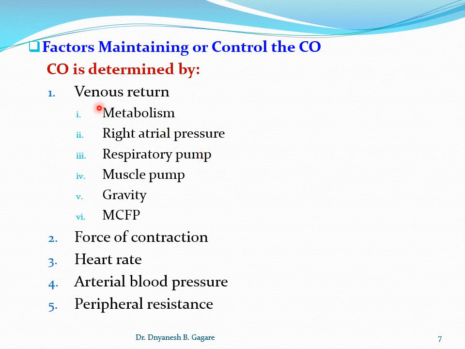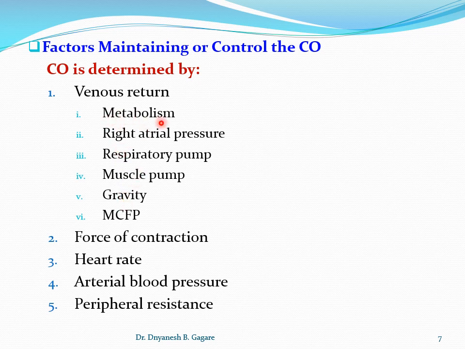So what factors affect the venous return? Then force of contraction, heart rate, arterial blood pressure, peripheral resistance. These are the important factors which determine cardiac output. Sometimes you can get a question directly on the venous return: What is venous return? And describe the factors affecting venous return. So these are also discussed under cardiac output if it is a long question, and the same factors you can write under venous return, because they are included under the cardiac output.